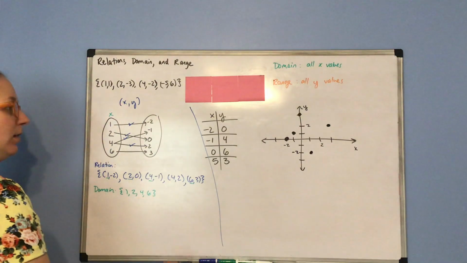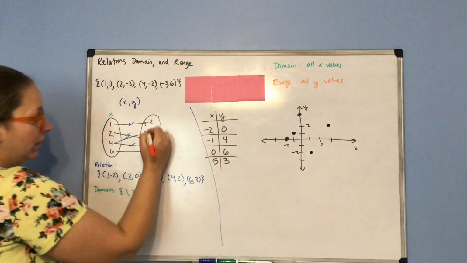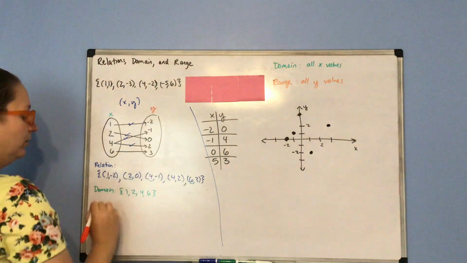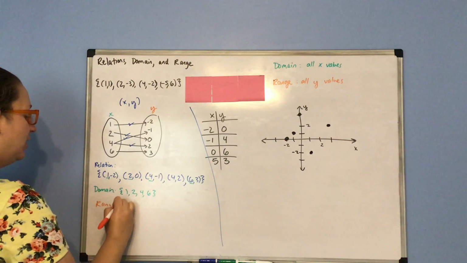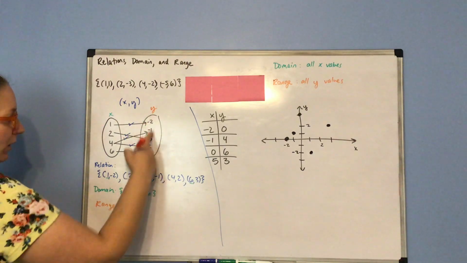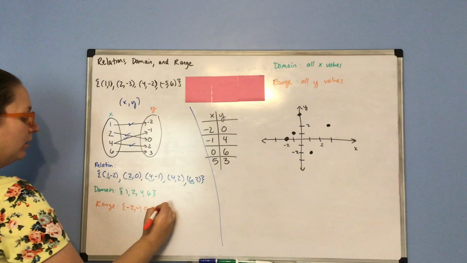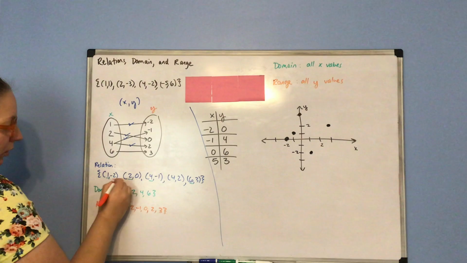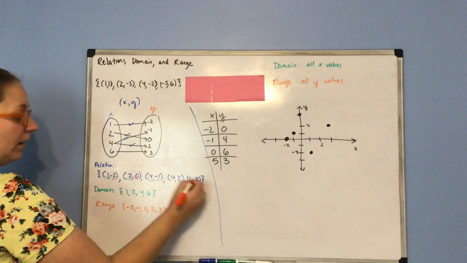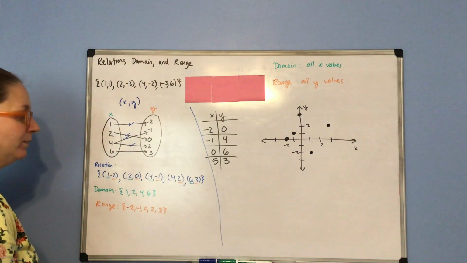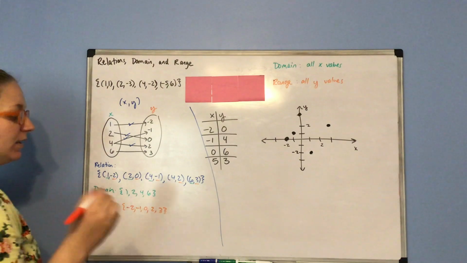Range works the same way. Range is your y values, though. My y values were this right-hand oval. So my range for this problem is going to be, we can go down our list here, -2, -1, 0, 2, 3, or you could list them by looking at your points' y values. We're going to do the same idea with these other two.